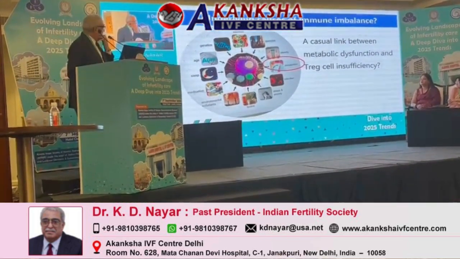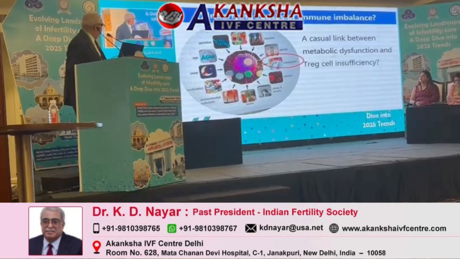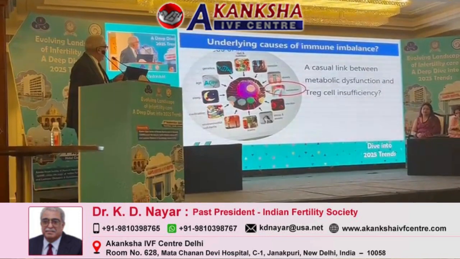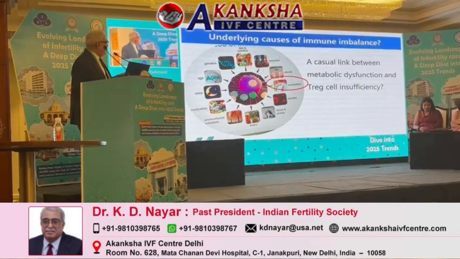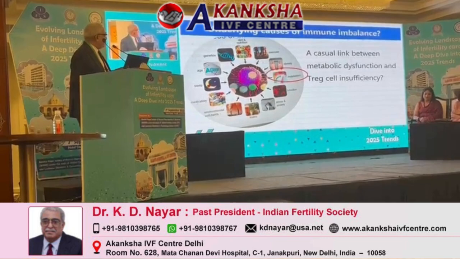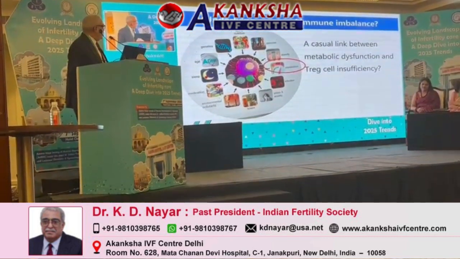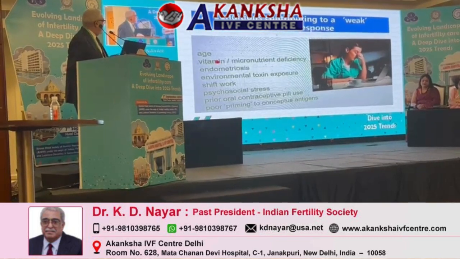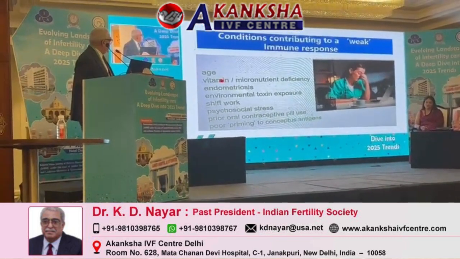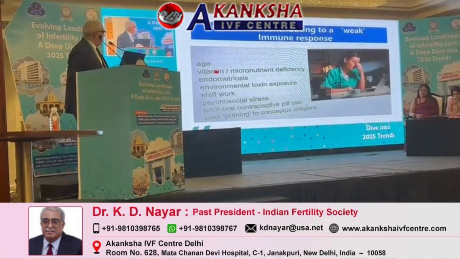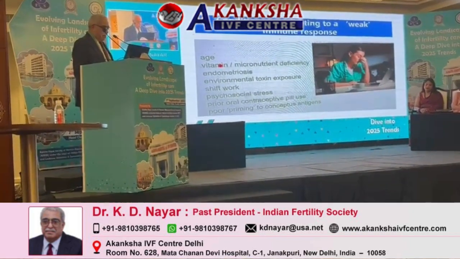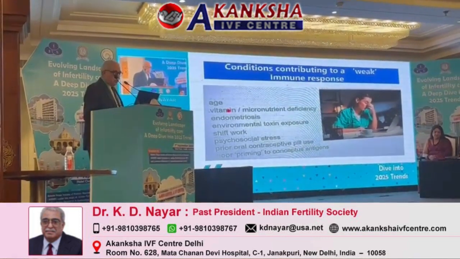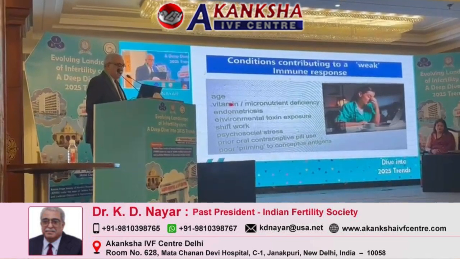Underlying causes of immune imbalance: environmental pollutants, medication, sleep, age, genetics, diet, nutrition, and metabolism. A causal link between metabolic dysfunction and Treg cell insufficiency is very much there. And the causes of a weak immune system are age, vitamin or micronutrient deficiency, endometriosis, environmental toxins, shift work, psychosocial stress, prior oral contraceptive pills, or prior priming to conceptive antigen. All this causes a weak immune response, but the patient will remain infertile.